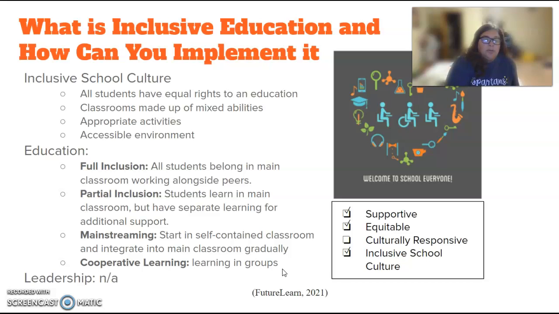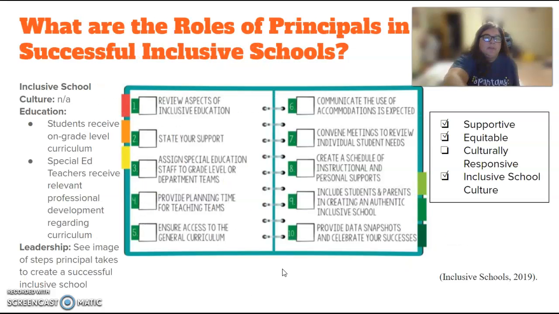As a school, we are almost full inclusion. We do have some partial inclusion, but it's not being utilized like I feel like it should be. And we do have one kid that's mainstreaming, but I don't think that he'll ever move into a main classroom. I thought this article was supportive and equitable, but it didn't really talk about anything culturally, though it did talk about an inclusive school culture. What are the roles of principals in a successful inclusive school?